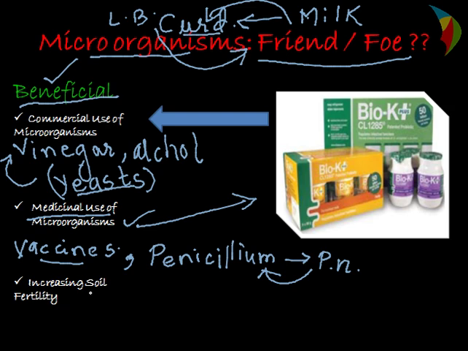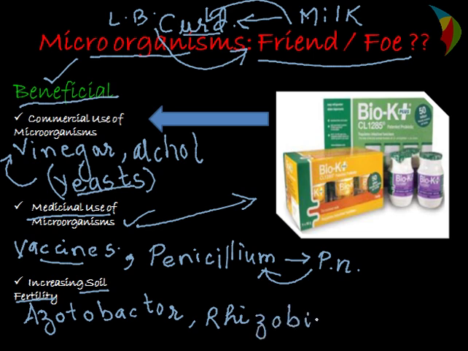Now microorganisms are also found in soil, as we have seen. So the use is that they are also helpful in increasing soil fertility. What is soil fertility? It means the soil is capable of growing various types of plants. Now for this, examples can be azotobacter, or you can say rhizobium.